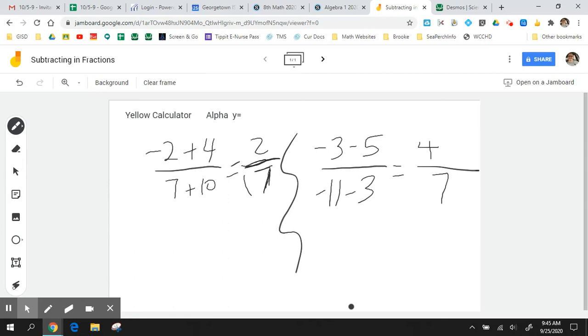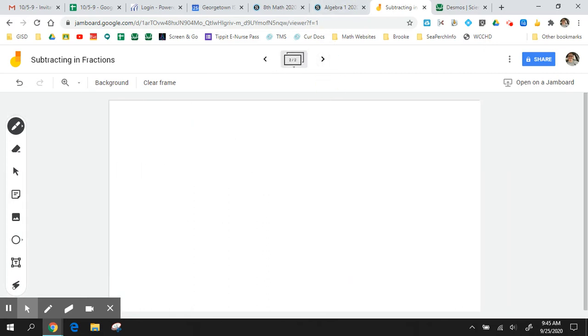Now, if you were doing it on your phone calculator, I would type in this part, your numerator, get an answer, and then I would type in this bottom denominator and get an answer, and then make it look like 4 over 7. You can use your phone calculator if you would like to.